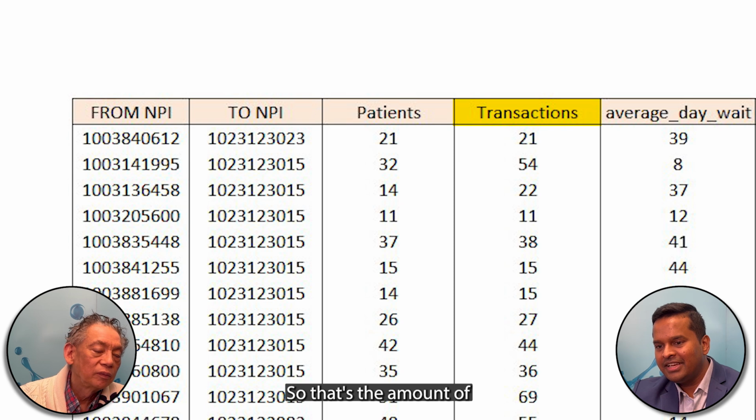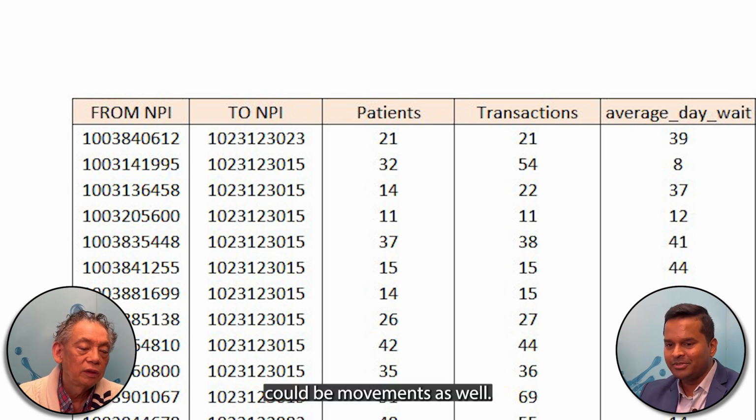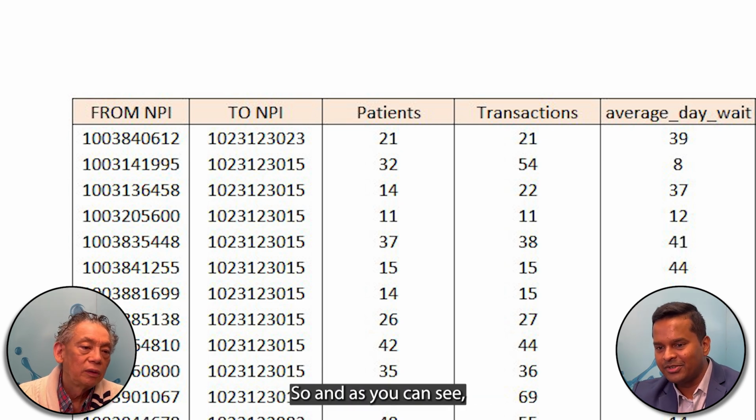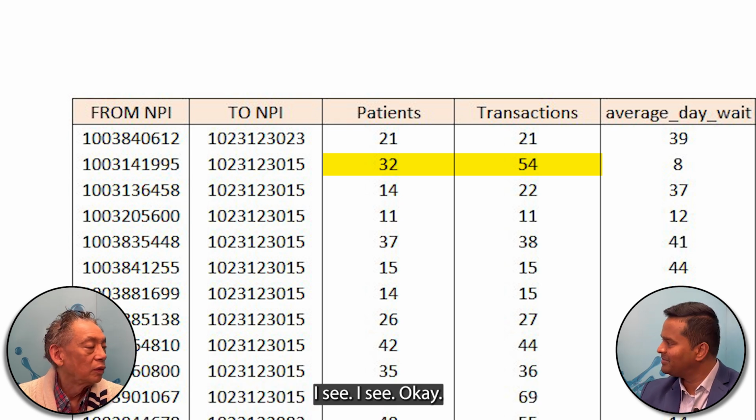So what is this transaction business? That's the amount of interactions, movements could be movements as well, right? And as you can see, some of them are higher. So the same patient moved multiple times. I see.